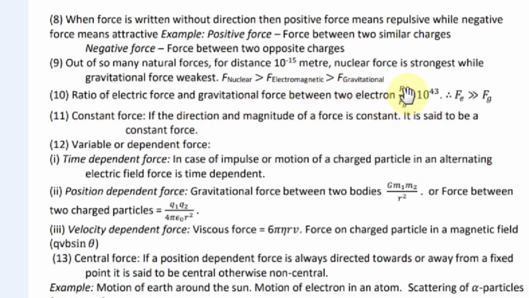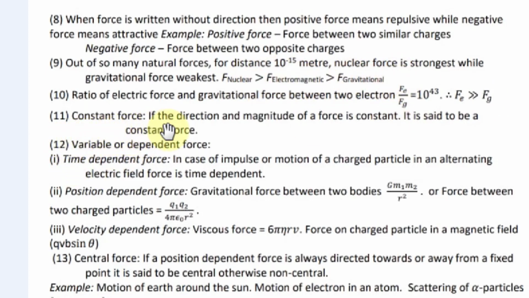Next, the ratio of electric force and gravitational force between two electrons. Fe means electric force, Fg means gravitational force. The ratio between them is 10 to the power 43. So electric force is much, much greater than gravitational force. Clear? Here this relation is already given.